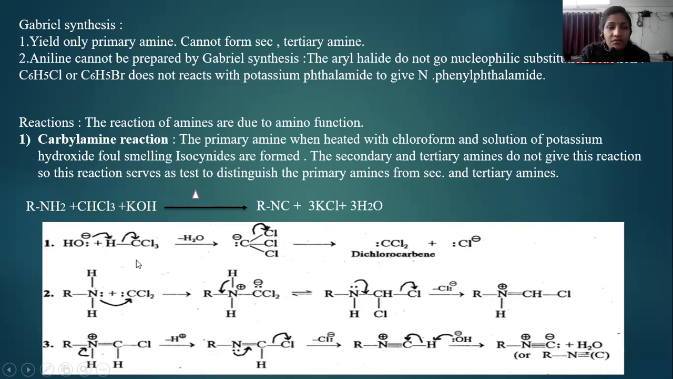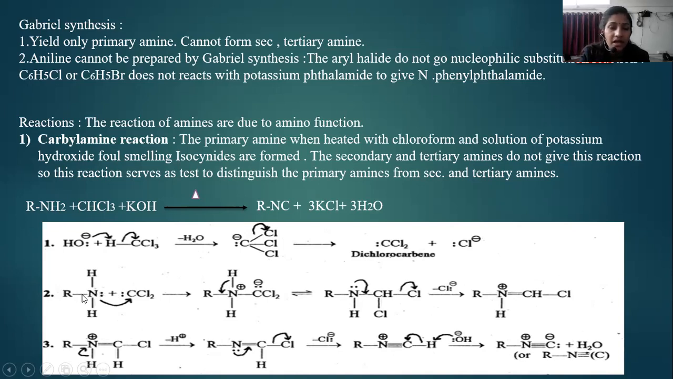This is the mechanism. We use a base for the abstraction of a proton. Base OH minus abstracts the proton from the chloroform. We get CCl3 minus and remove H2O. So then in the next step, we form dichlorocarbene because of the removal of Cl minus. This dichlorocarbene reacts with aniline, a primary amine.